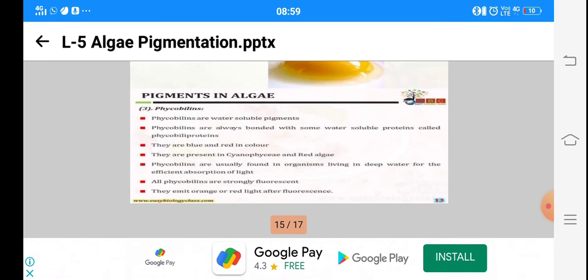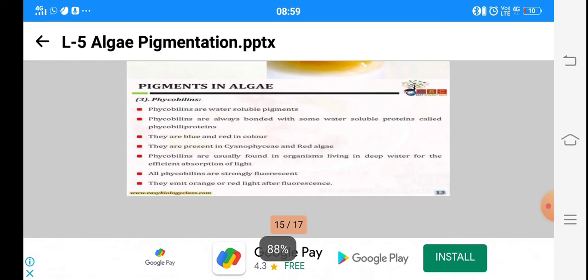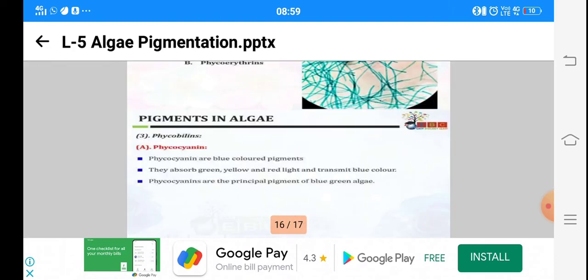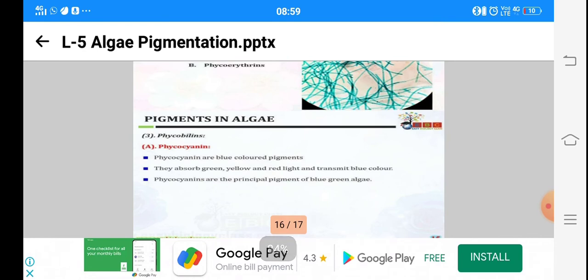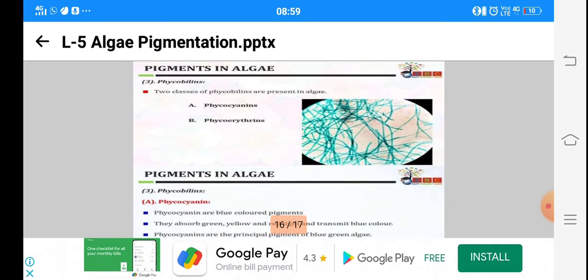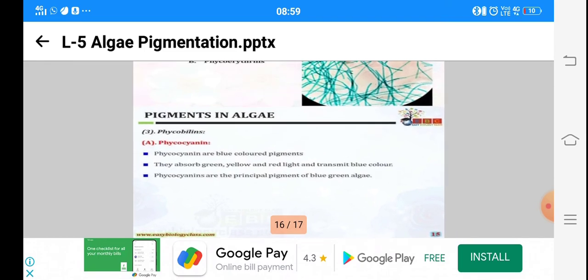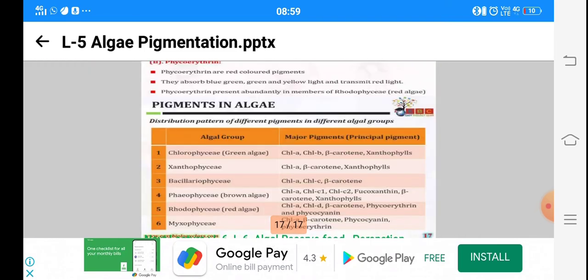Then phycobilins are there. They are water soluble proteins, called the phycobiliproteins. They are generally blue and red colored, right? So we have to see this, and therefore nowadays in Japan maximum food is seen from algal products. Then phycobilins are in the phycocyanin and the phycoerythrin. So these are some about the other pigments present in the algae.